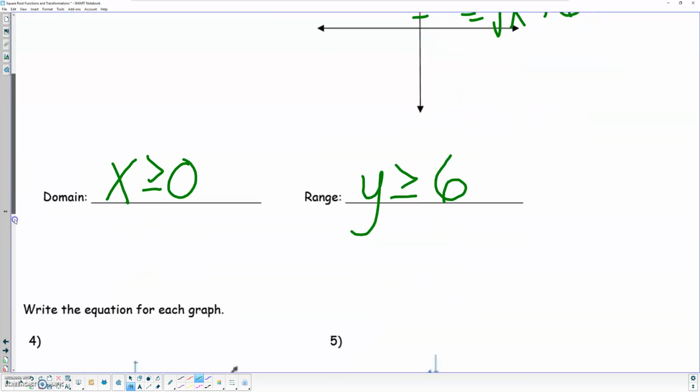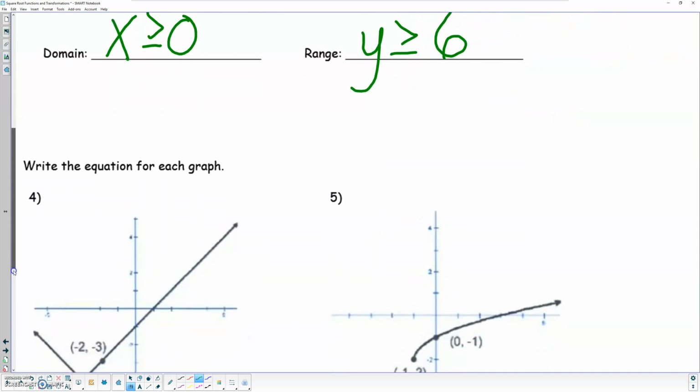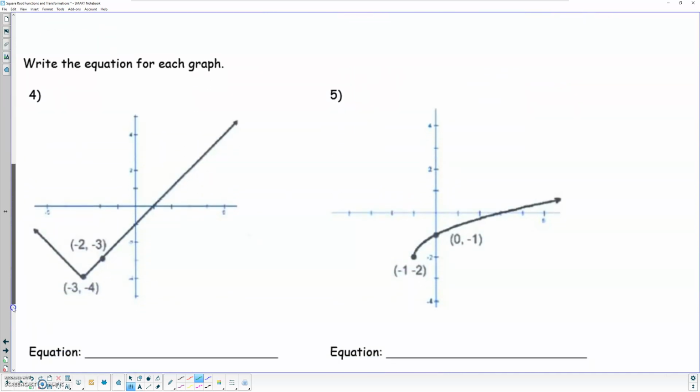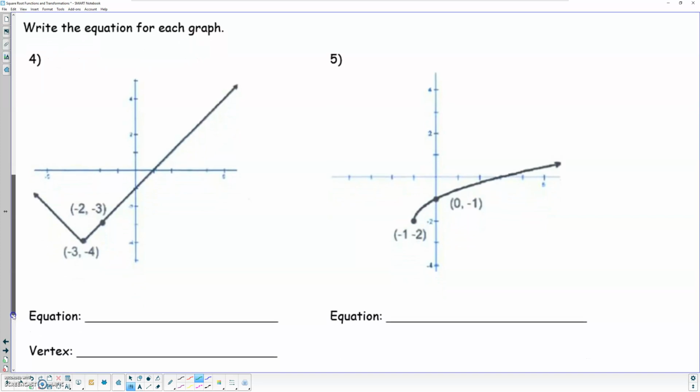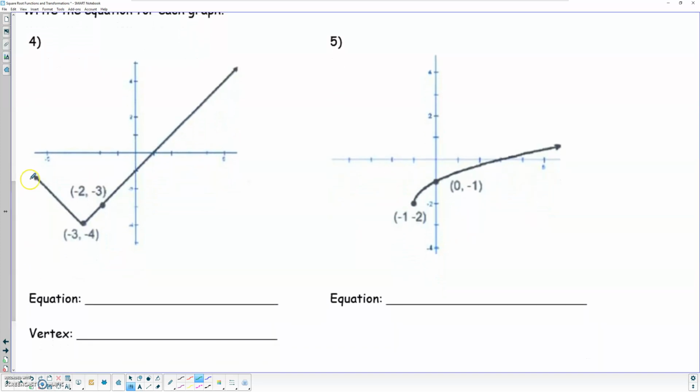So in the next set of questions, it says write the equation for each graph. Okay. So number 4, first thing that you should notice is that my graph takes on that V shape. Okay, so hopefully from last week you remember that this represents the absolute value function, right? Absolute value takes on that V shape. So this is an absolute value graph.